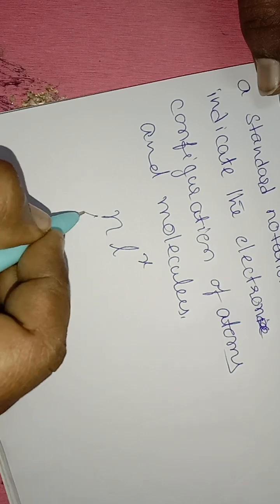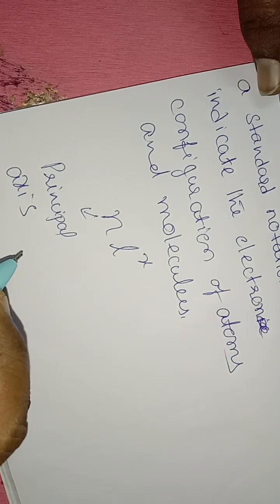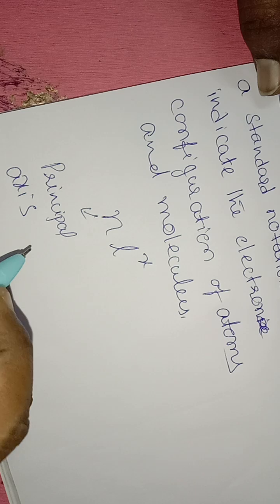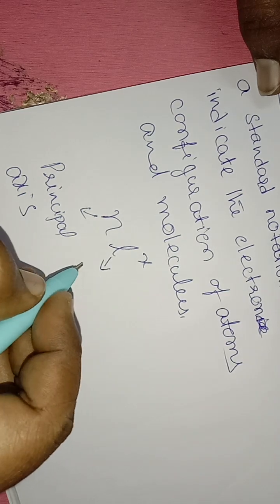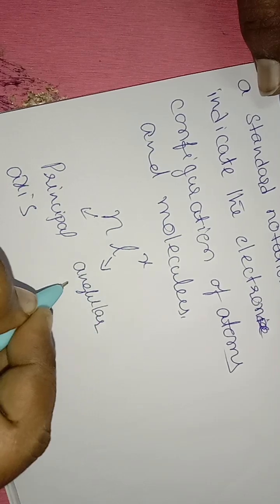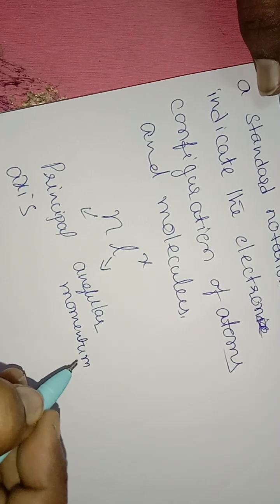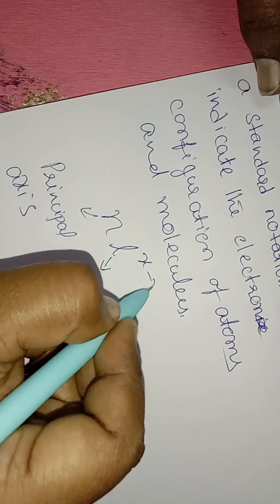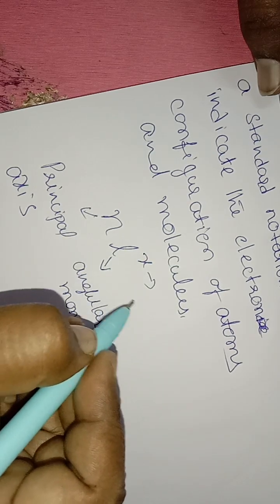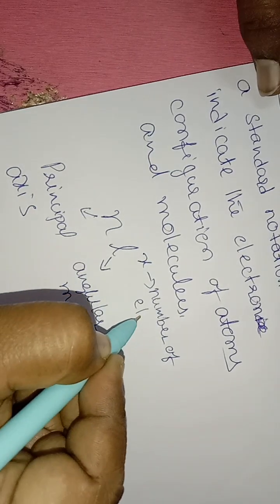It consists of n, which we already know is the principal quantum number. Next, l stands for angular momentum. The subshell value is indicated by l, so it is the angular momentum. Next, this x denotes the number of electrons.